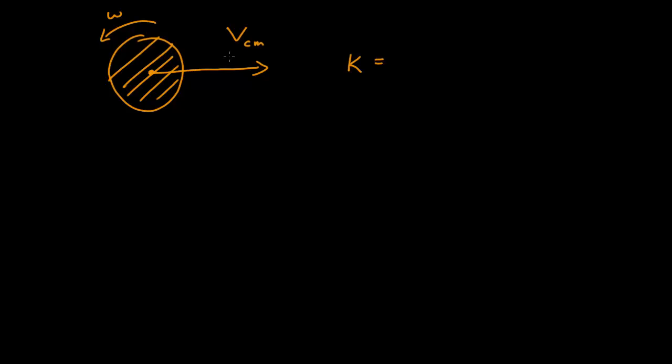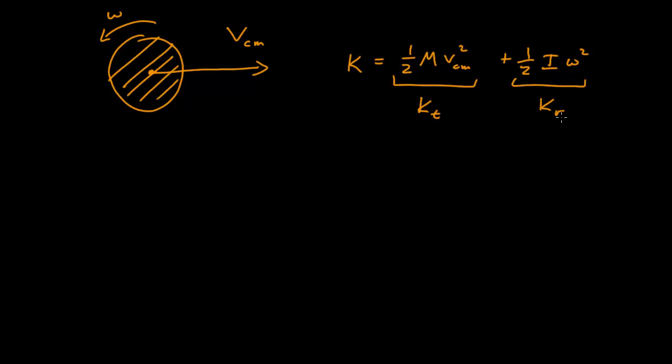moving through space. Okay, and so before we just had objects moving through space, 1/2 mv squared, and then before we just had an object rotating. Now we want to combine the two. So it's useful to break it up into 2 components. So we have 1/2 times the total mass times the velocity of the center of mass squared. This is what we'll call the translational kinetic energy, plus 1/2 the moment of inertia times the angular velocity squared. And so this is the kinetic energy of rotation.